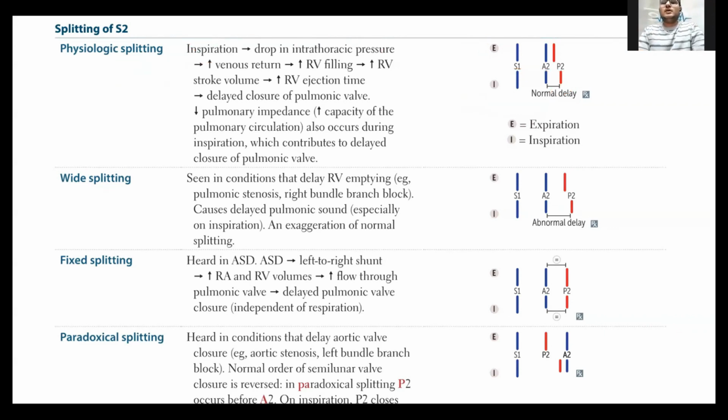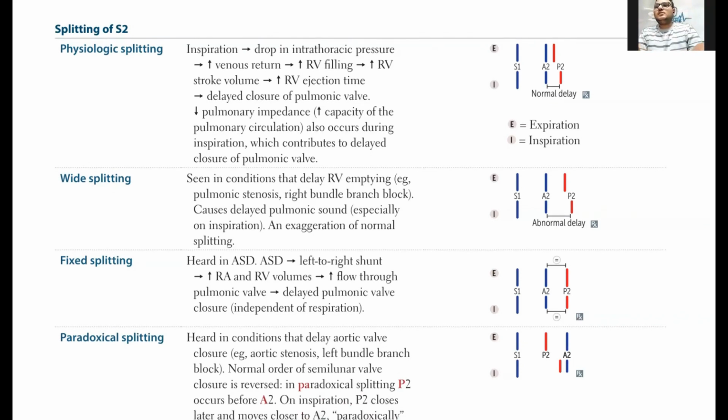Now next we will do our topic. What are the pathologies related to this S2? What are the different splitting mechanisms in S2? I will make a diagram which is very important for all of you, and I recommend all of you draw this diagram in your notebook.